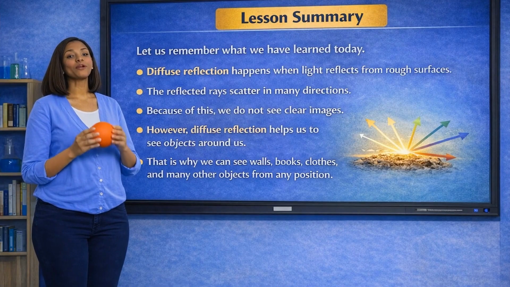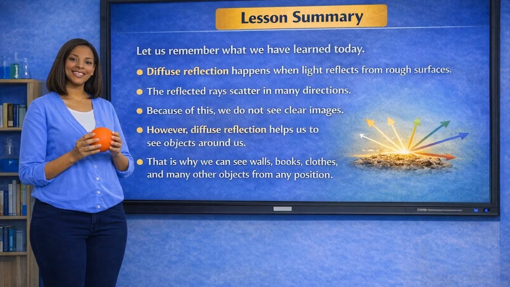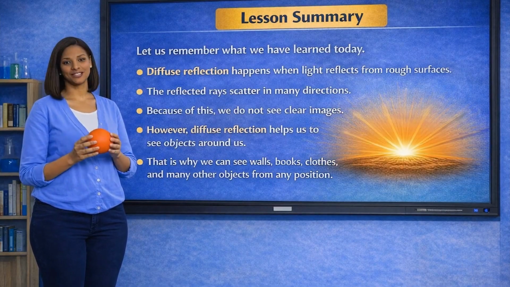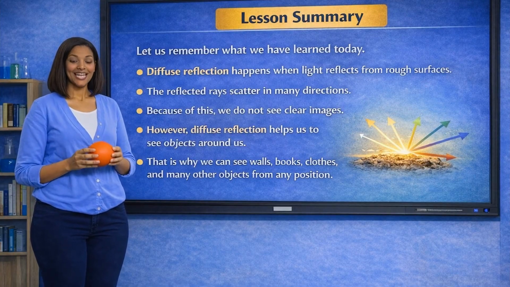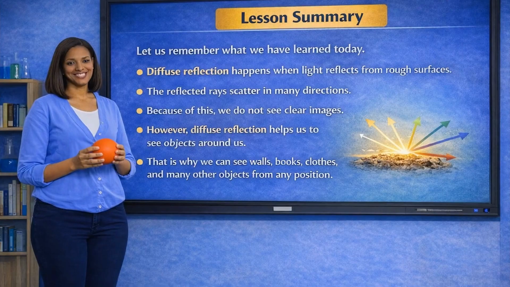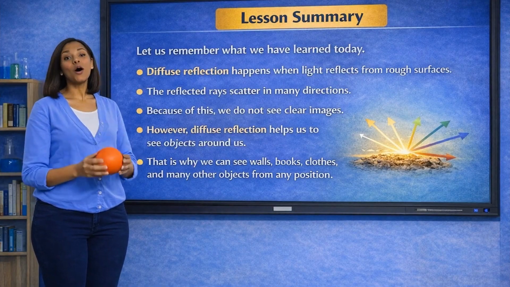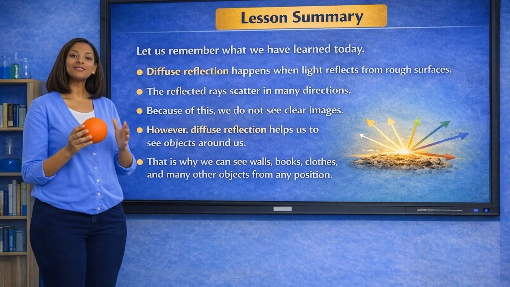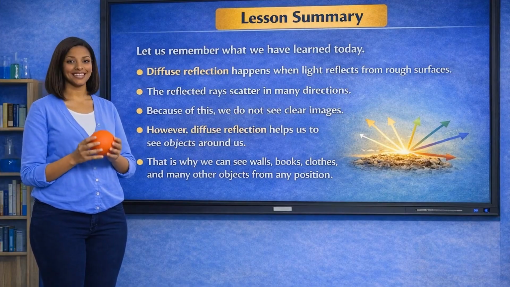Let us remember what we have learned today. Diffuse reflection happens when light reflects from rough surfaces. The reflected rays scatter in many directions. Because of this, we do not see clear images. However, diffuse reflection helps us to see objects around us. That is why we can see walls, books, clothes, and many other objects from any position. Now let us sing the song again with Hosanna as we end the lesson.